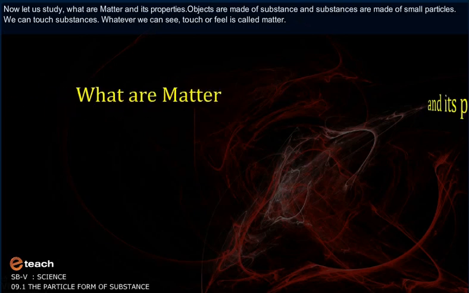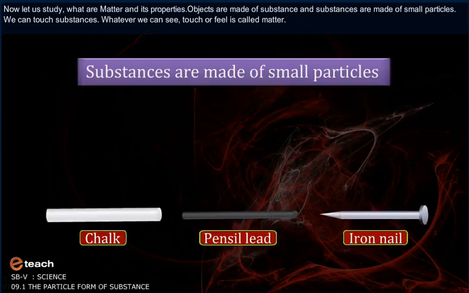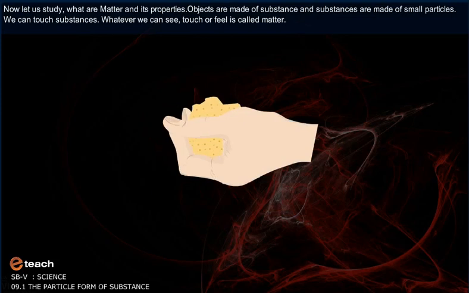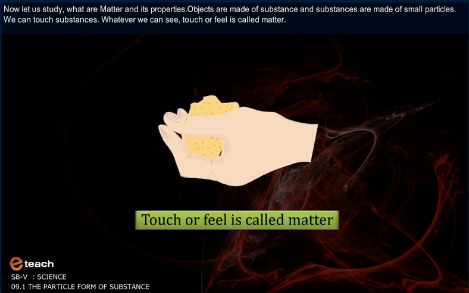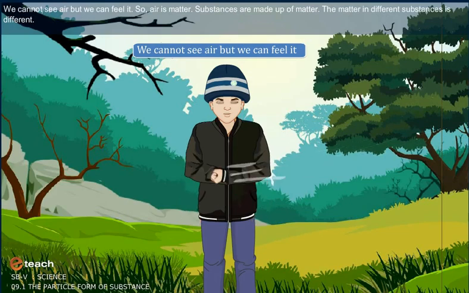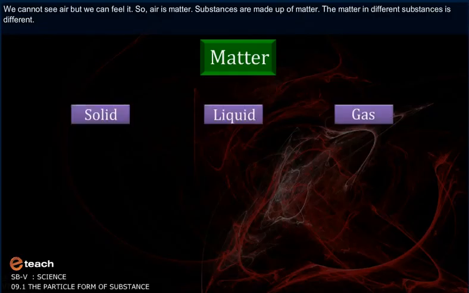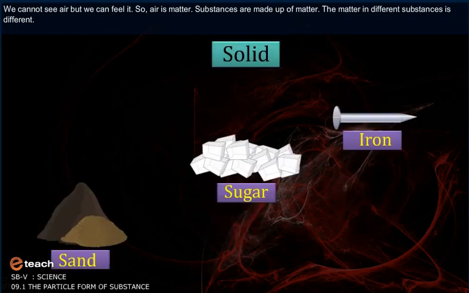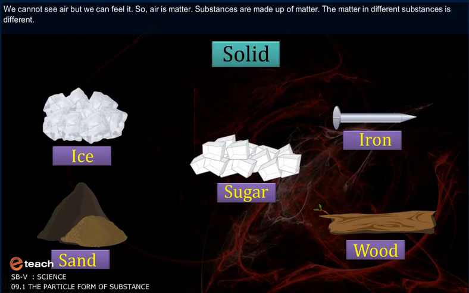Now let us study what matter is and its properties. Objects are made of substances and substances are made of small particles. We can touch substances. Whatever we can see, touch or feel is called matter. We cannot see air, but we can feel it. So air is matter. Substances are made up of matter. The matter in different substances is different.